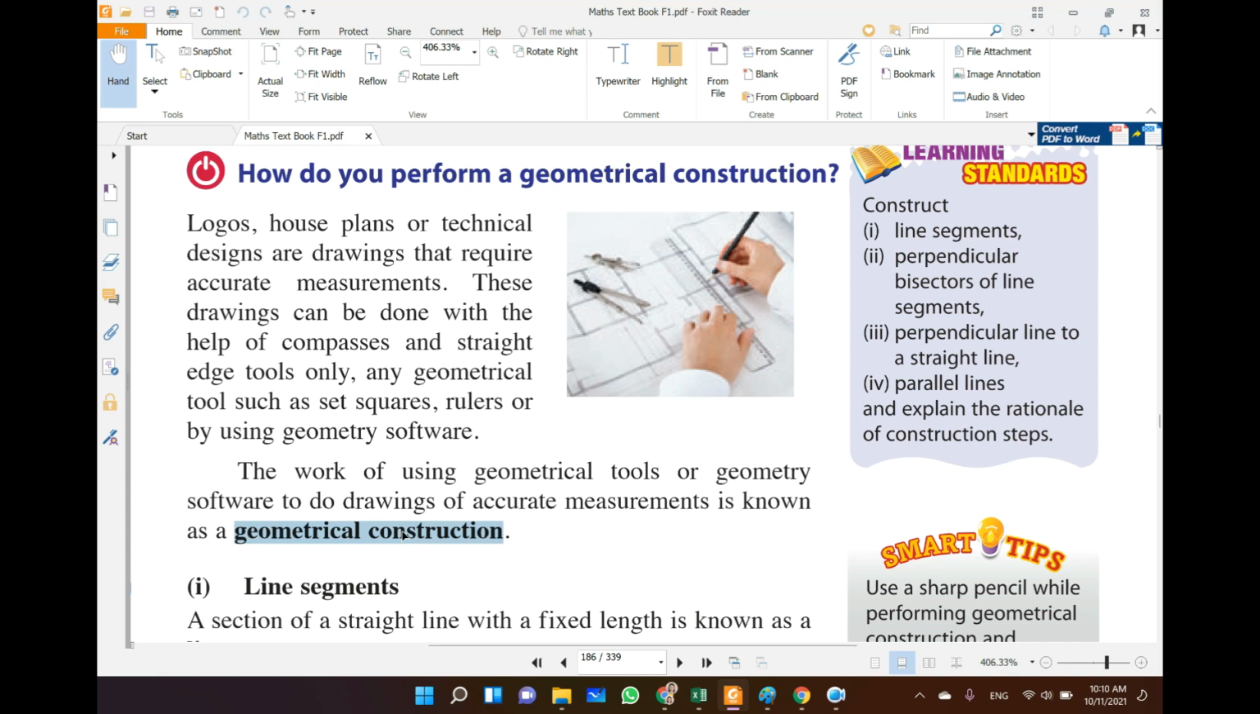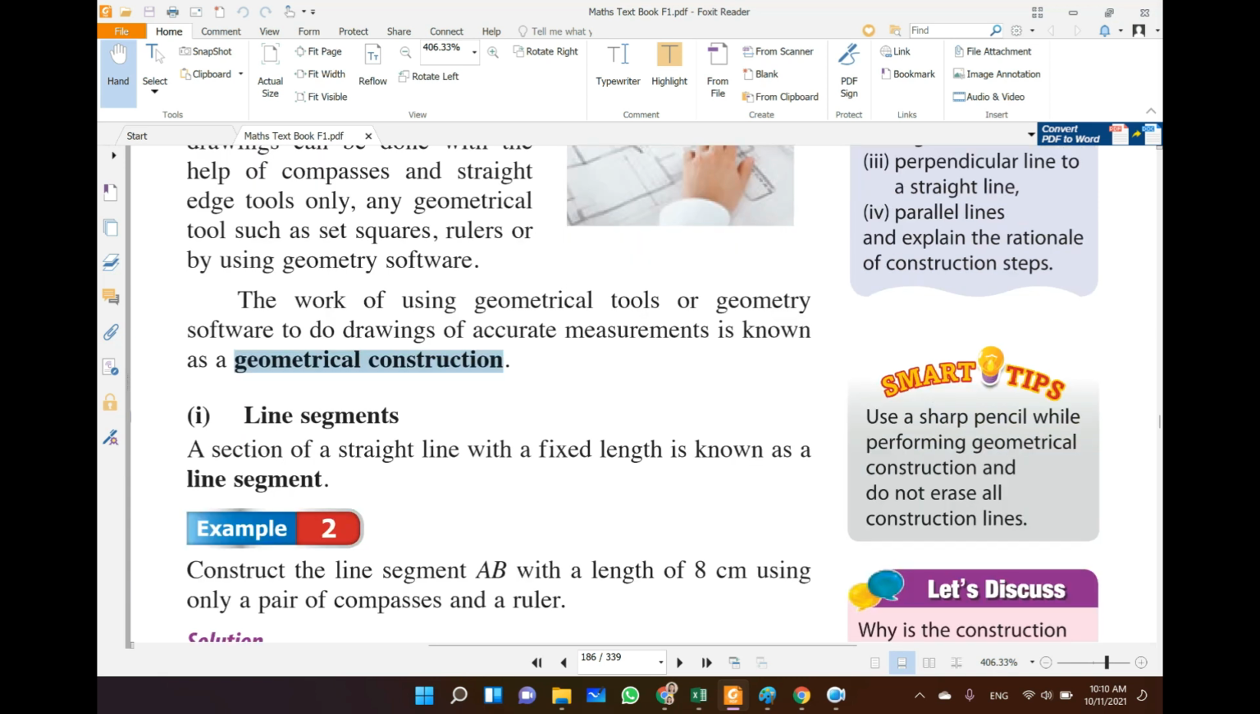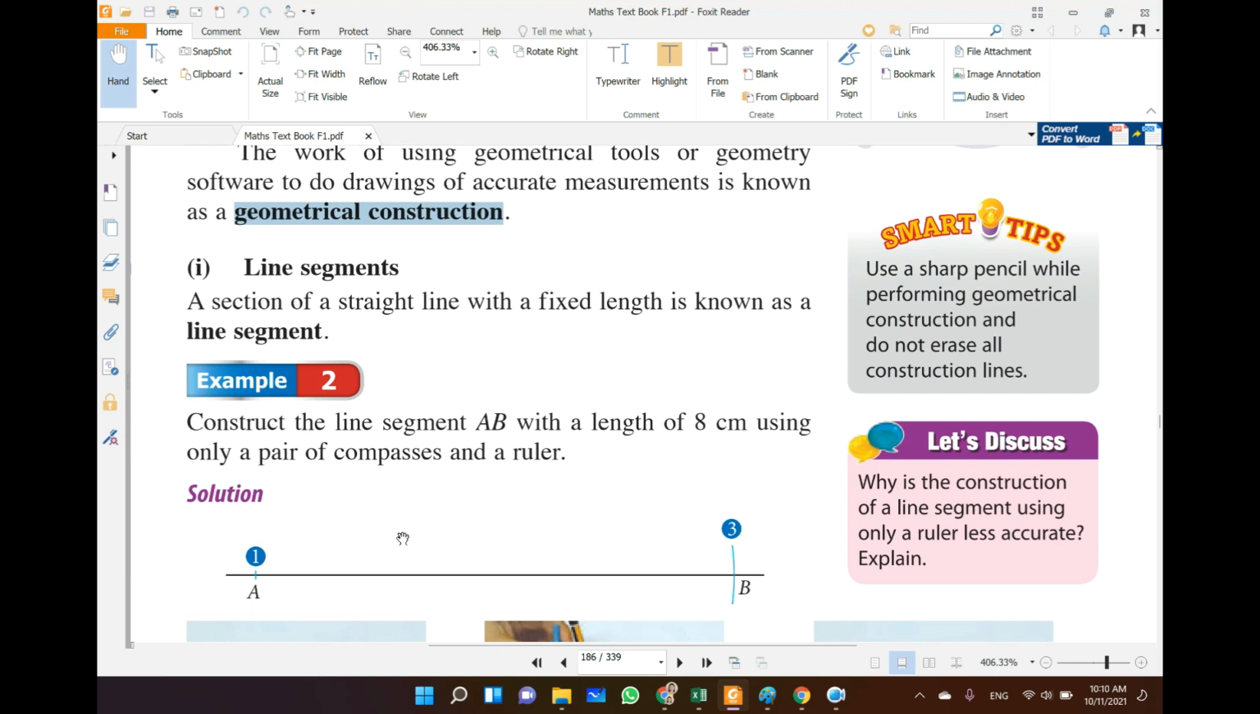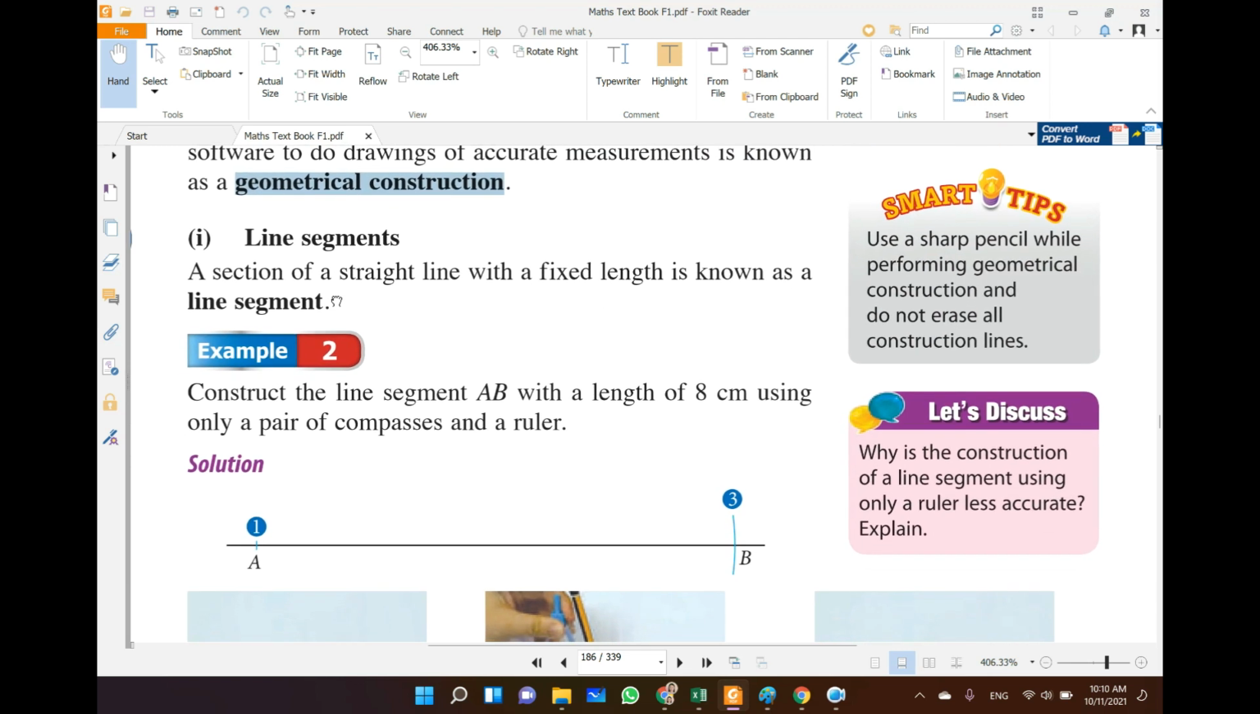Not only those, because you are going to sit for your PT3 also, so make sure you know how to do this. Okay, first we are going to construct line segment. What is a line segment? A line segment is a section of a straight line with a fixed length. Usually when you draw with your pencil, you just draw a line. For example, you want 3 centimeter, you just measure 3 centimeter and draw that line, right? So that is a line segment actually.